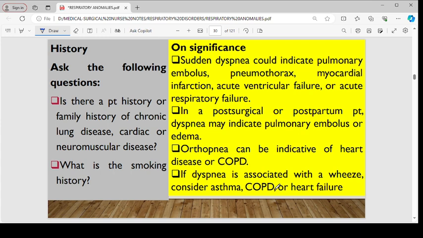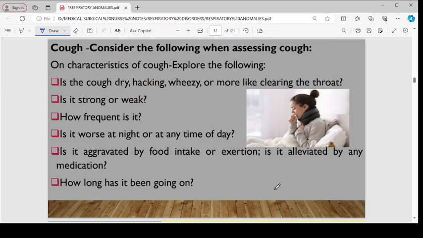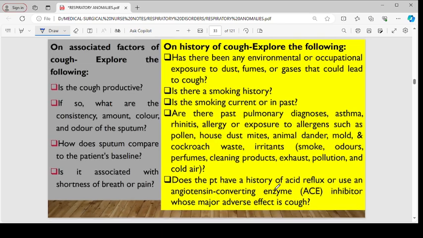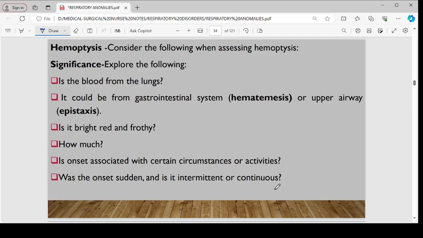You also ask about the patient history and family history of chronic lung diseases, chest pain, and also other associated symptoms like cough, hemoptysis. We have to know the difference between hematemesis and epistaxis. Remember, hematemesis is associated with the gastrointestinal system, while epistaxis is associated with the upper airway challenges.